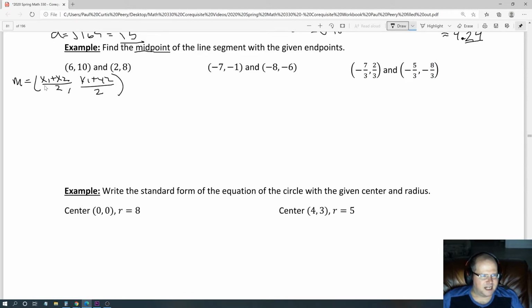Okay, so you're going to do this in every one of these instances, right? So for instance, this one you would say 6 plus 2 divided by 2, and you would say 10 plus 8 divided by 2. 6 plus 2 is 8. 8 divided by 2 is 4. You would say 10 plus 8 is 18. 18 divided by 2 is 9.